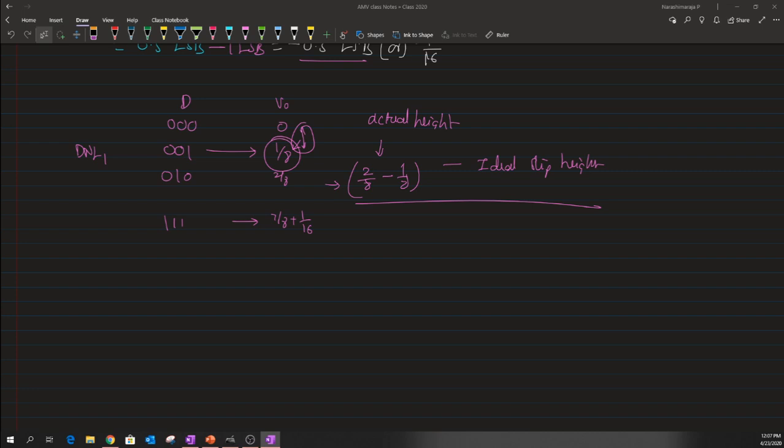One can also plot this DNL, the errors, as a kind of graph. I'll just quickly do that. I think in this particular question it is not asked, so we will just skip that.